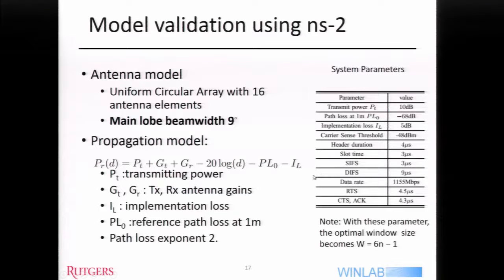In that way, we did some model validation in the NS2 simulator. By using this system parameter, we found that the optimal contention window size is close to 6n minus 1, where n is the number of active neighbors of a node. And we use a uniform circular antenna array with 16 antenna elements. In that way, the mean beam width is about 9 degrees. And here is the propagation model we use in our simulation.